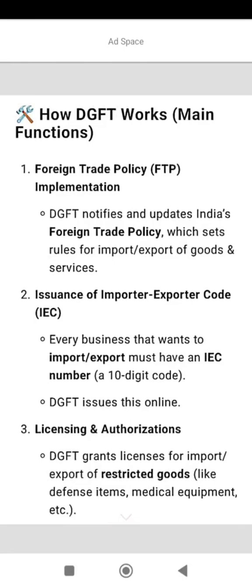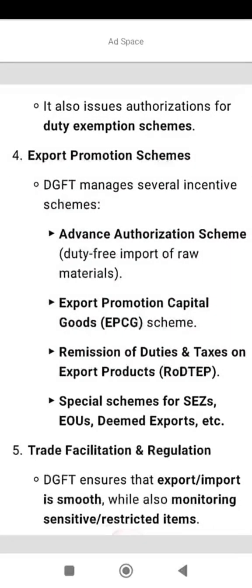Licensing and authorizations. DGFT grants licenses for import export of restricted goods like defense items, medical equipment, etc. It also issues authorizations for duty exemption schemes, export promotion schemes. DGFT manages several incentive schemes like advance authorization scheme, duty free import of raw materials, export promotion capital goods, EPCG scheme, remission of duties and taxes on export products, RoDTEP. Special schemes for SEZs, special economic zones, EOUs, export oriented units, deemed export, etc.